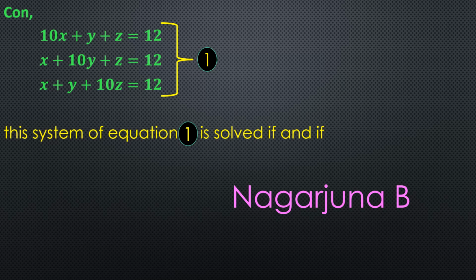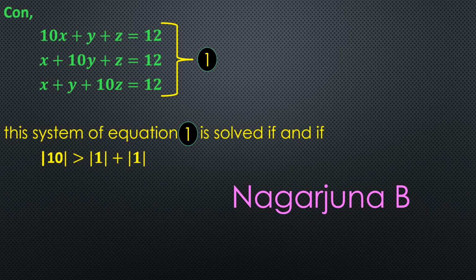So consider the first equation of the system of equations 1. In that one, the diagonal element is 10. So we can write modulus of 10 greater than modulus of 1 plus modulus of 1. So 10 is the coefficient of x, which is greater than the sum of the coefficient of y and the coefficient of z. So 10 is greater than 1 plus 1. 1 plus 1 is 2, and 10 is greater than 2.